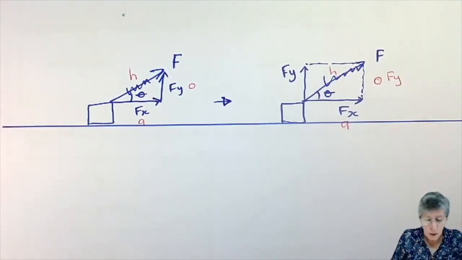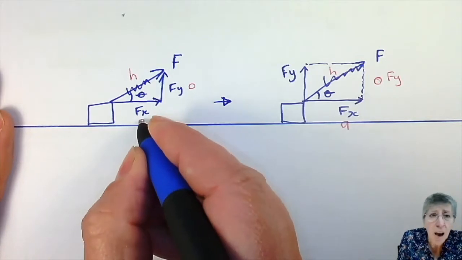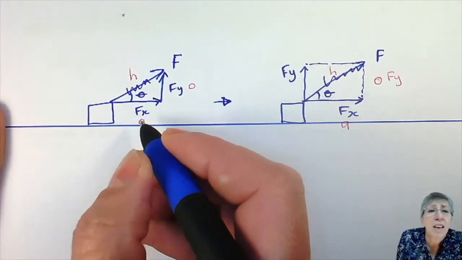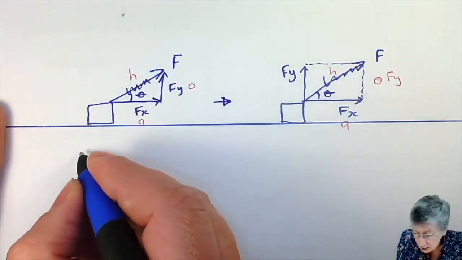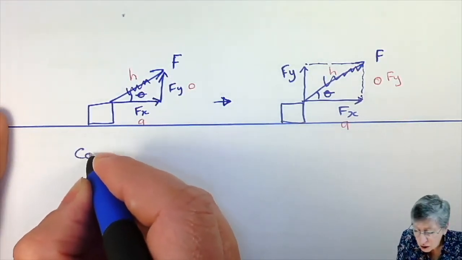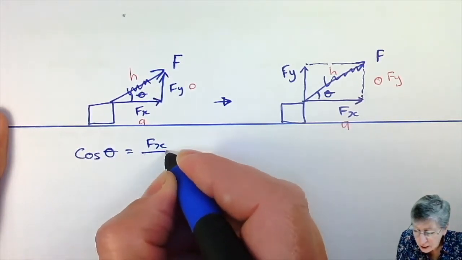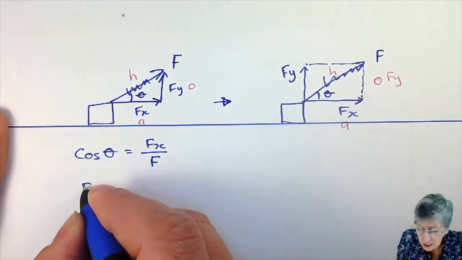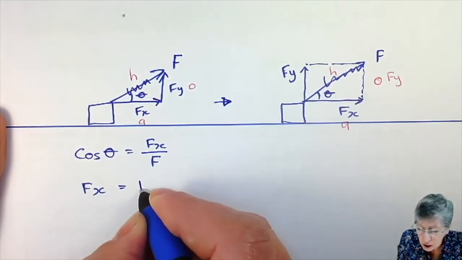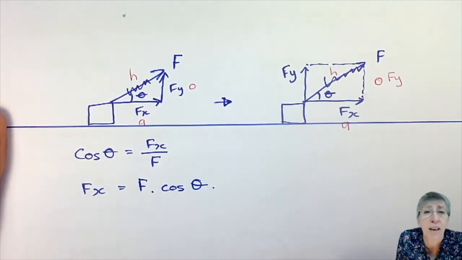And then if we look at this, we can say, okay, if I want to work out Fx, then we can work with the adjacent and the hypotenuse, and I will have cos theta being Fx divided by the whole F, right? And that ends up with Fx being the whole force times cos of that bottom angle.